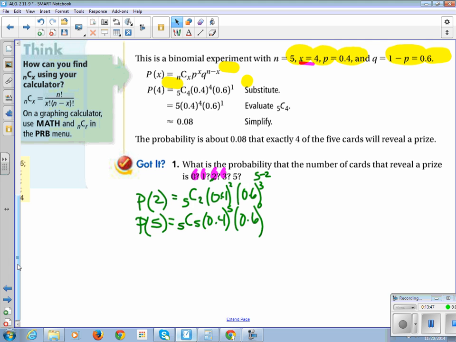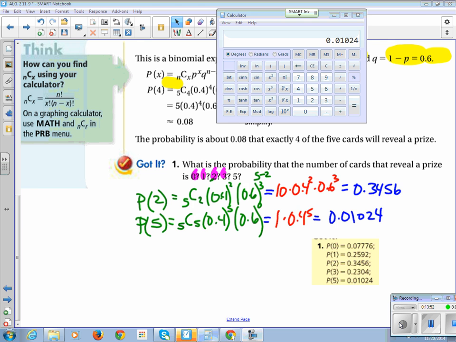Alright, so let's take a moment, shove this into our calculator, and come out with our results. When you do the math, you get 5 choose 2 is 10, times 0.4 squared times 0.6 cubed is 0.3456. Then probability of getting 5 is 5 choose 5, which is 1, times 0.4 to the 5th, times 0.6 to the 0, which is 1, and you get 0.01024.